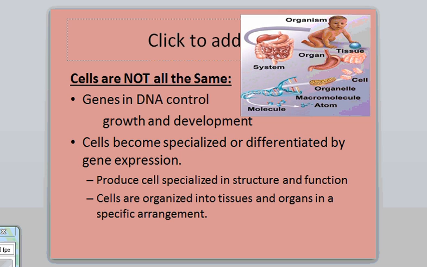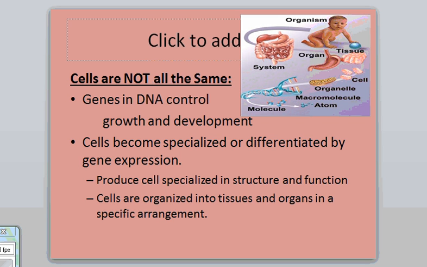Those 46 chromosomes have genes within them. Those genes that are turned on will then have proteins made. Those proteins then determine the structure and function of the cell. If specific genes are turned off, then we don't have that same structure and function. Cells become specialized or differentiated by gene expression.